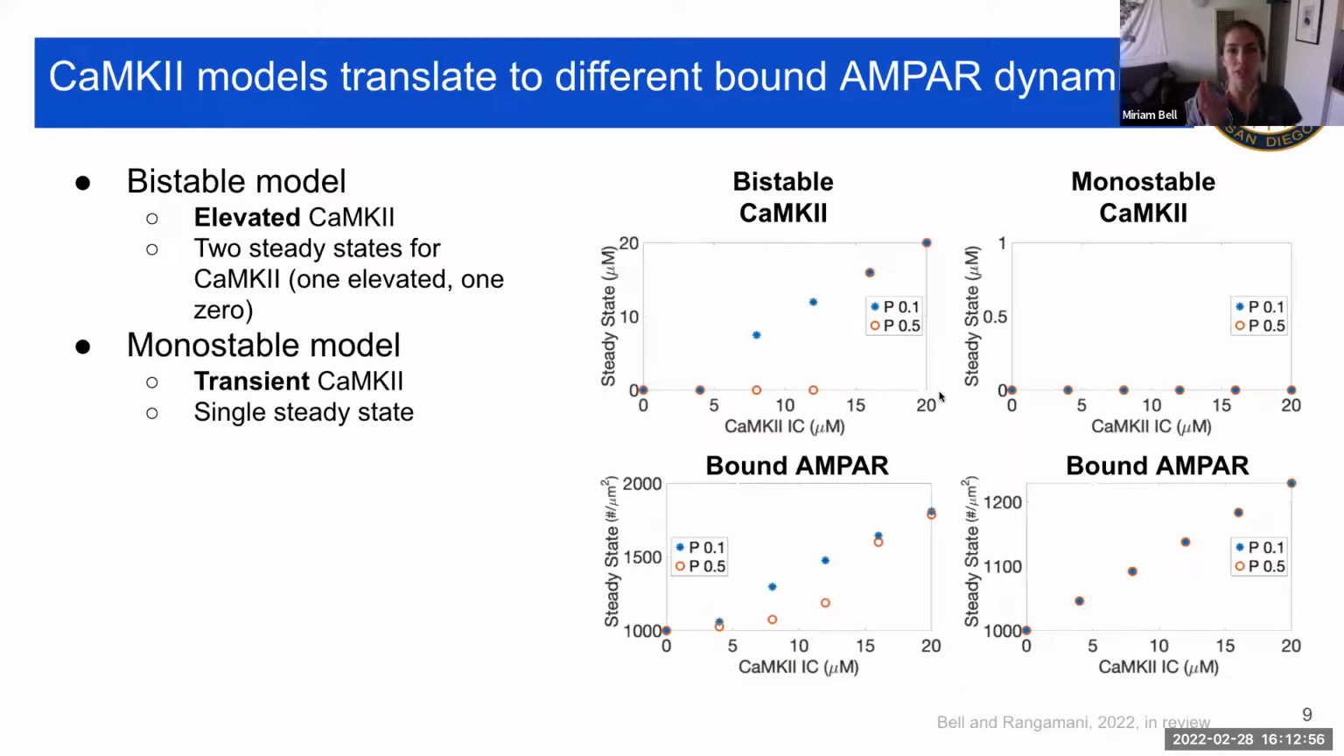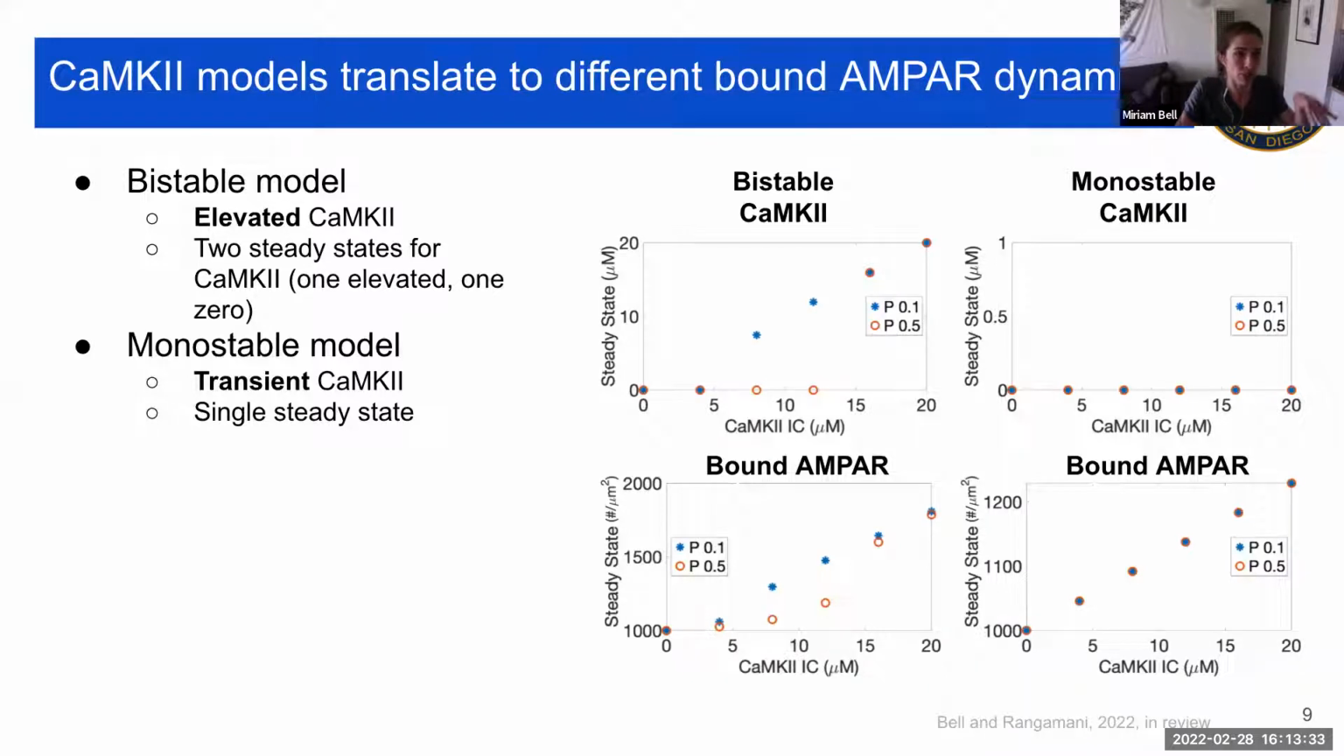So to ground everyone with the difference between these two models, I'm going to highlight the steady state behavior of CAMK2 and how it translates to bound AMPA dynamics. The top row of panels here is the steady state for active CAMK2. This is the steady state for bound AMPA. The left column is the bistable model, the right column is the monostable model. We're plotting these different steady states for different CAMK2 initial conditions on the x-axis and for two different concentrations of PP1: low concentration of PP1 in blue and high concentration of PP1 in red.